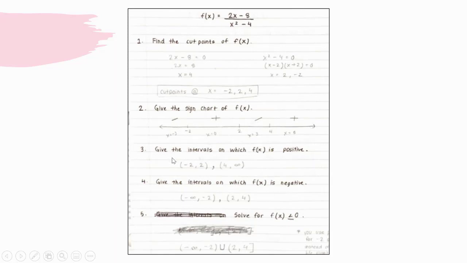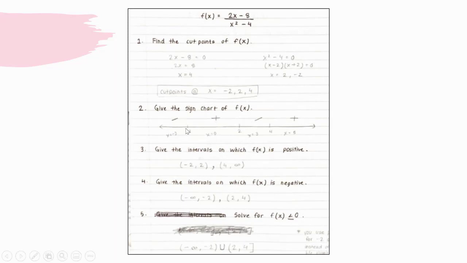And then now you would see on what intervals it is positive. So it's positive from -2 to 2, and then it's positive from 4 to infinity. Then you'd do the same with where it's negative. And then you would move on to solve for if it's less than or equal to 0.